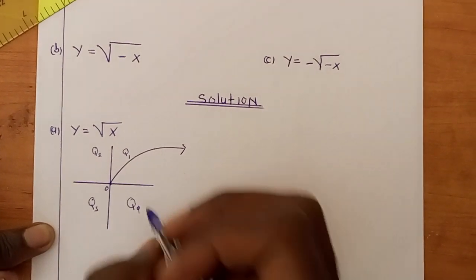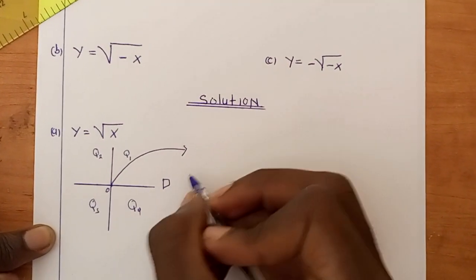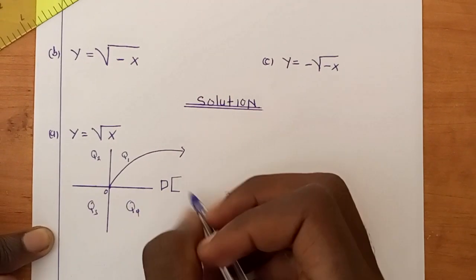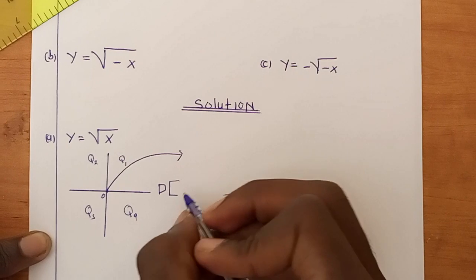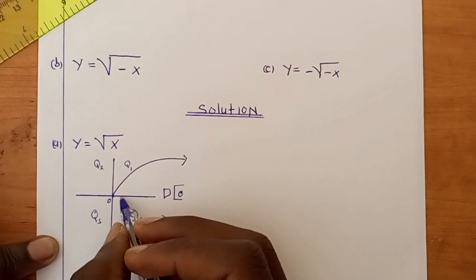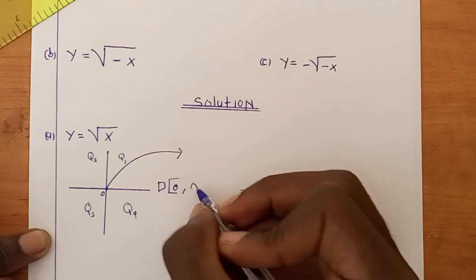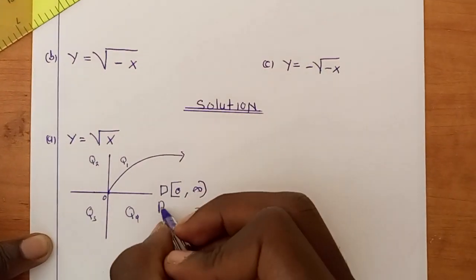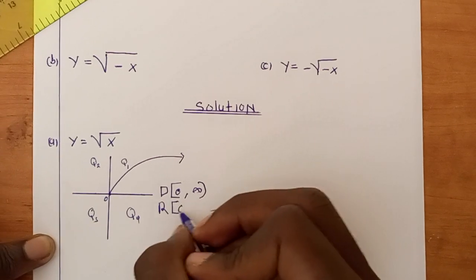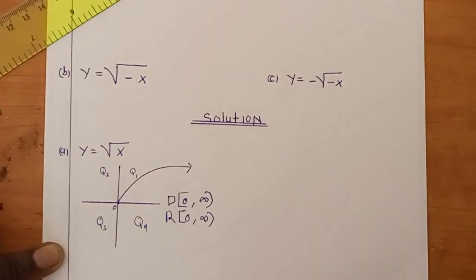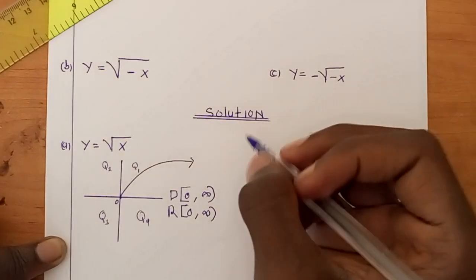Then the domain for this one is simply going to come from 0, because 0 is part of the x values, going to positive infinity. The range is also going to come from 0 going to positive infinity, like this. We get to B.